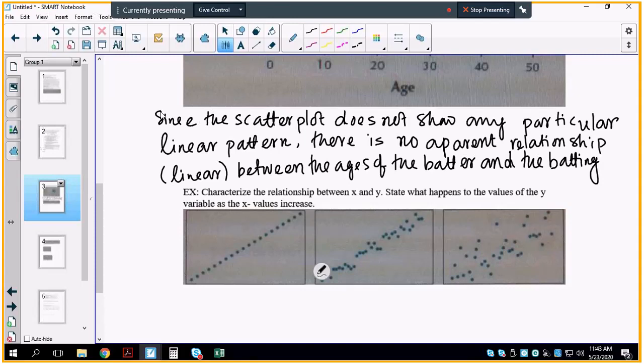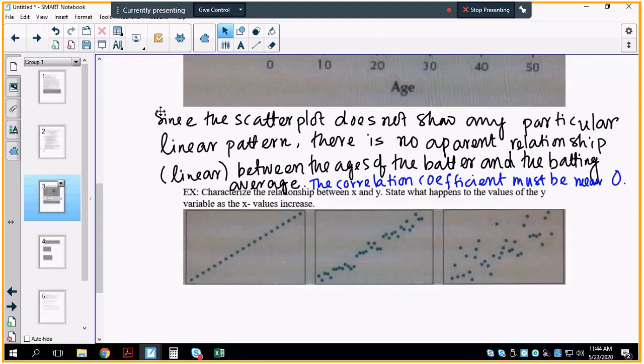So this has talked about the interpretation of the correlation coefficient, whereas to answer the first question, I'm going to say the correlation coefficient must be near 0. We cannot talk about strong positivity or strong negativity. We can say that the correlation coefficient must be near 0.